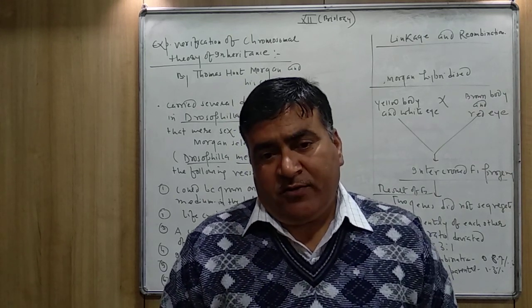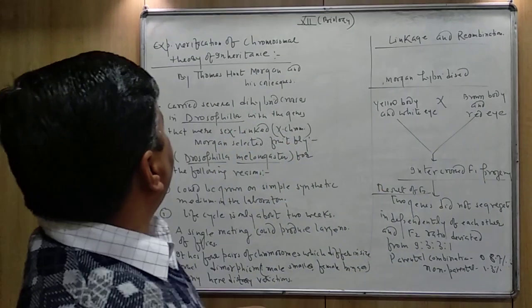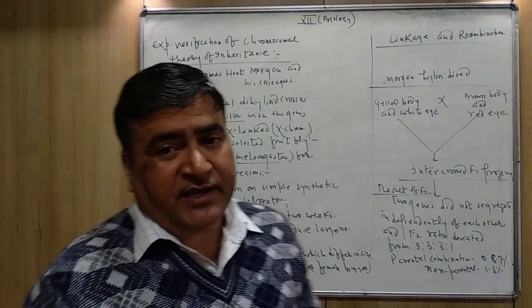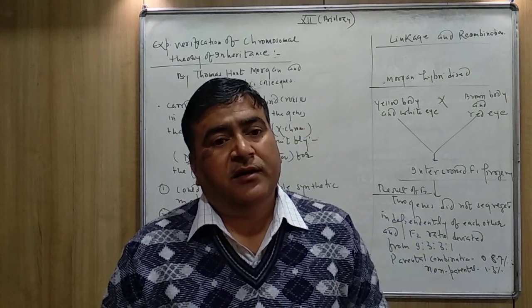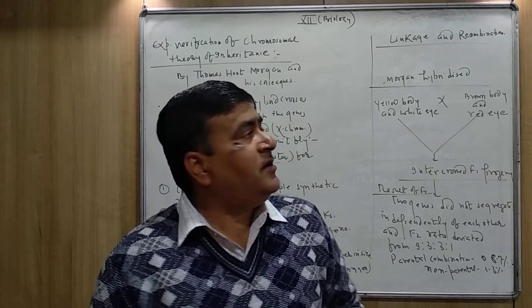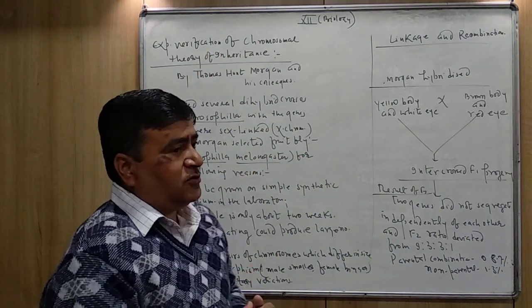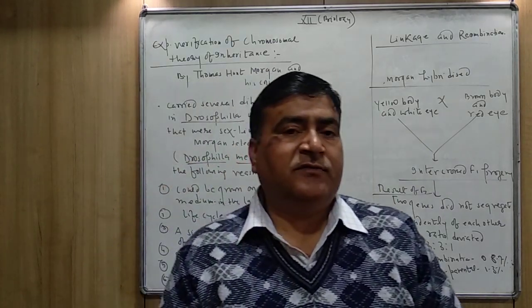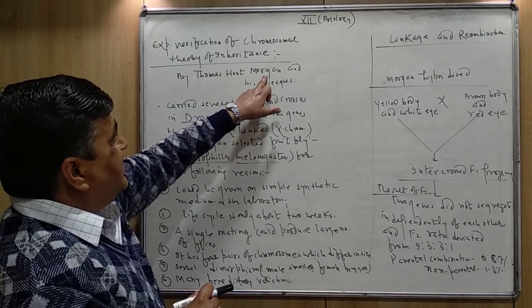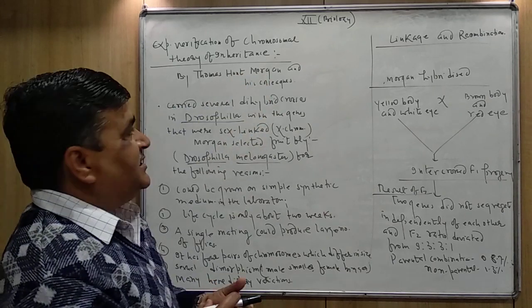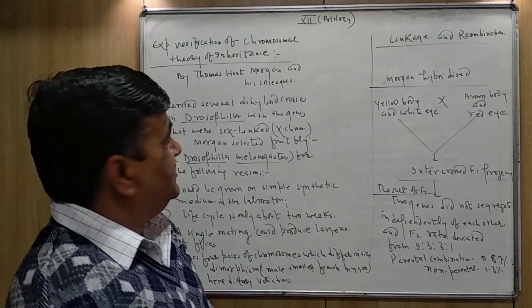Today we will talk about the experimental verification of the chromosomal theory of inheritance. This experimental verification was given by Thomas Hunt Morgan, or simply T.H. Morgan, and his colleagues.